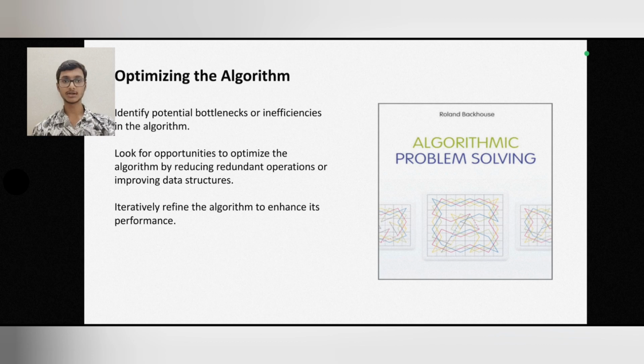Optimizing the algorithm. Identify potential bottlenecks or inefficiency in the algorithm. Look for opportunities to optimize the algorithm by reducing redundant operations or improving data structures. Iteratively refine the algorithm to enhance its performance.